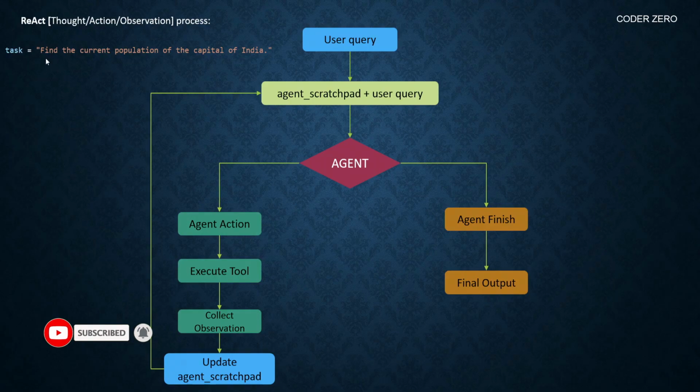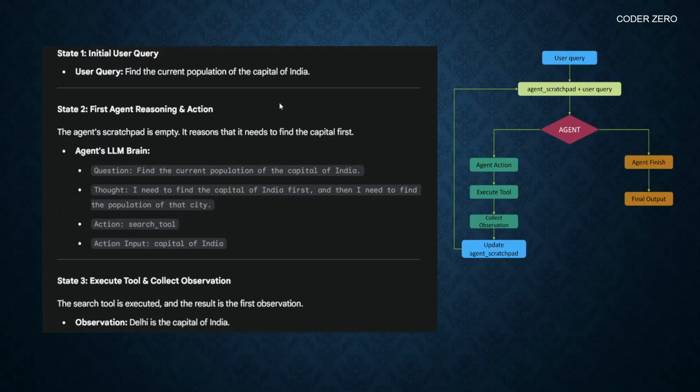So our question is, find the current population of the capital of India. First, the agent will think: I need to find the capital of India first, and then I need to find the population of that city. So action: search tool, because here we have a search tool. We need to find the capital of India. For this search tool, the action input will be capital of India. So we are searching these terms.